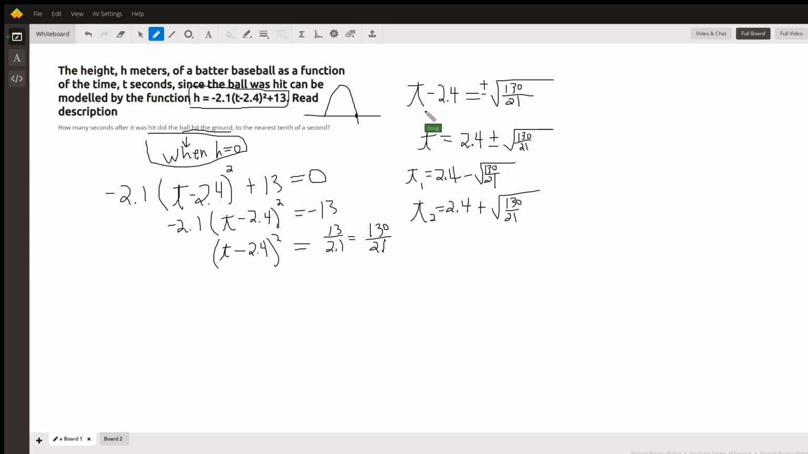Square root of something squared is the something. Square root of 130/21. There's a plus or minus square root. So t is 2.4, after we add 2.4 to both sides, plus or minus the square root of 130/21. That means one of the times when the height is 0 is this, and one is this. We're going to see on the next board that t sub 1 here is actually a negative number, so we won't be accepting that as an answer.